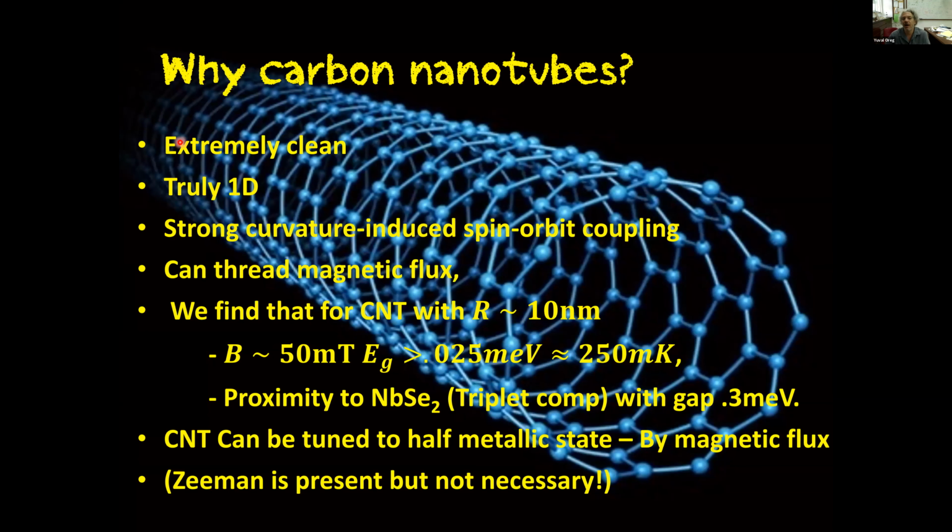Now the main idea is that we use the flux through the carbon nanotube in order to create a half-metallic state, with only one mode. I will explain that in detail. And as I emphasize, Zeeman is present. Of course, we cannot get rid of Zeeman, but it's not necessary. This is not the main effect in this story. It's the orbital effect. So now I'm going to explain how this really works.